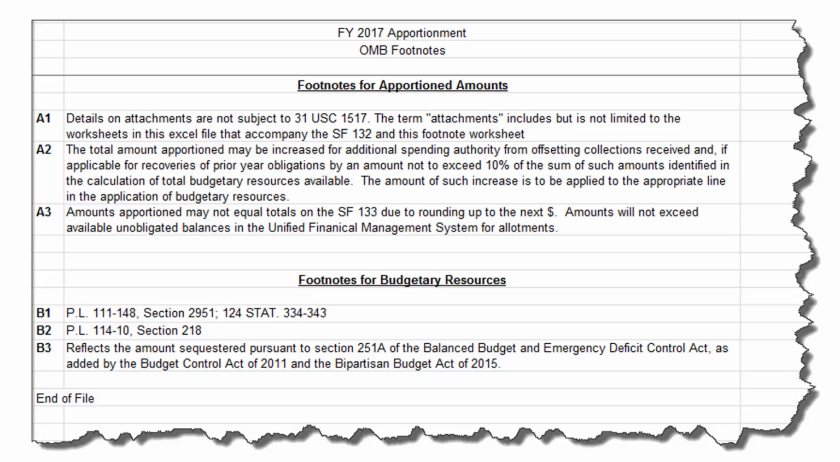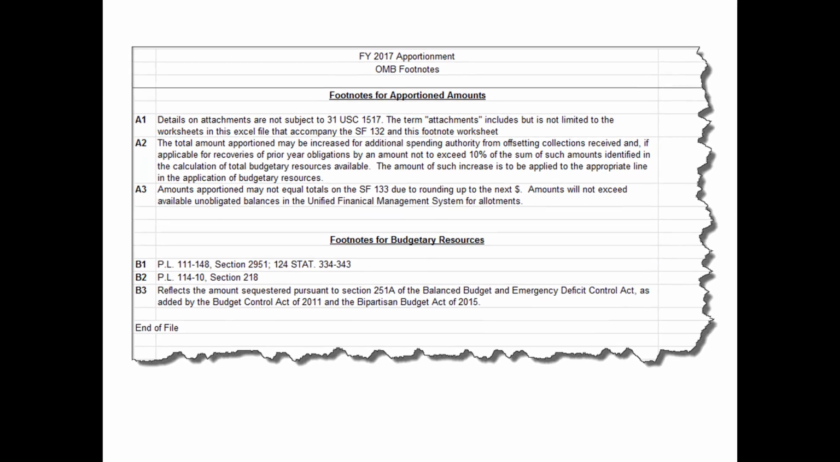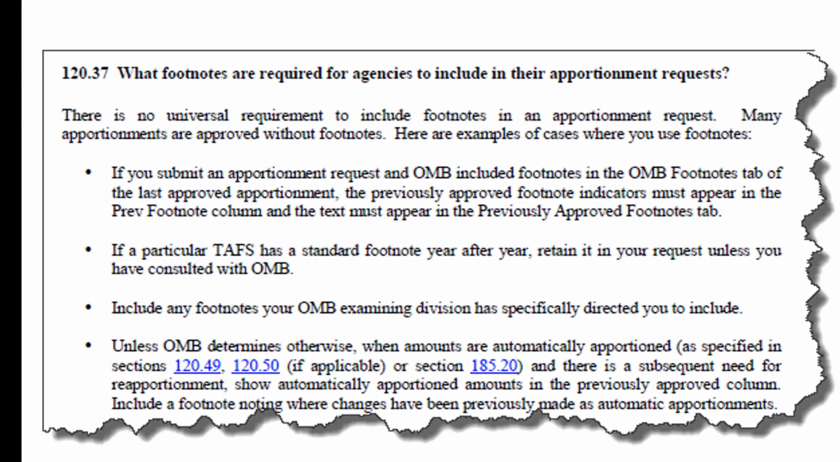These may seem like nitpicky details, but the OMB apportionment system has to be able to read and validate the footnote information, so it's necessary that you follow the rules carefully. So, what footnotes are required to be on an apportionment? Section 120.37 of A11 points out that there really is no universal requirement to include footnotes on an apportionment. There are some guidelines, however, so let's go over them.